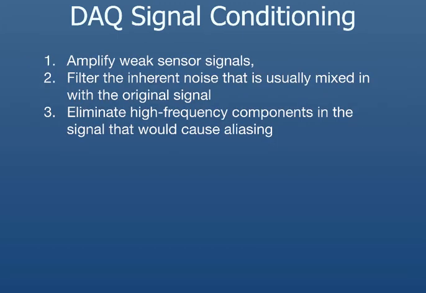Now, the purpose of signal conditioning is threefold. It's to amplify weak sensor signals. It's to filter the inherent noise that is usually mixed in with the original signal, and to eliminate high-frequency components in the signal that would cause aliasing. That is, the presence of dubious counterparts of the original signal when sampled below a certain sampling rate, commonly referred to as the Nyquist rate. That's Nyquist.